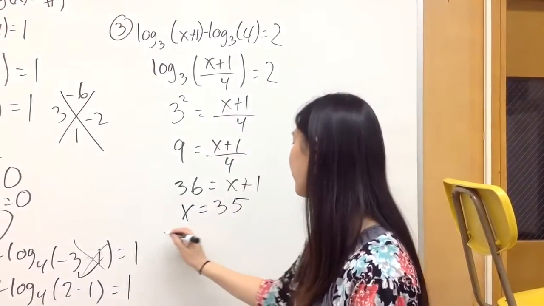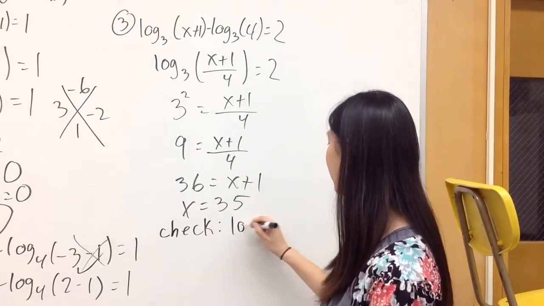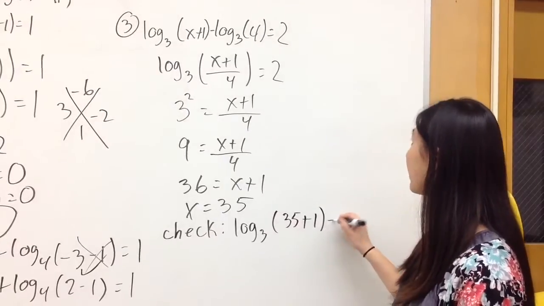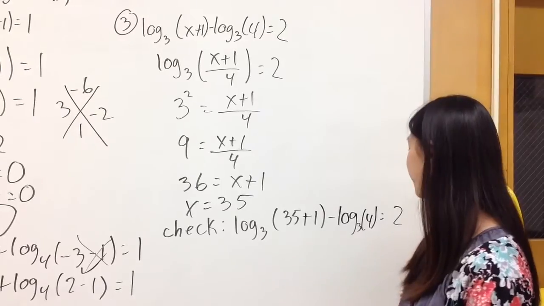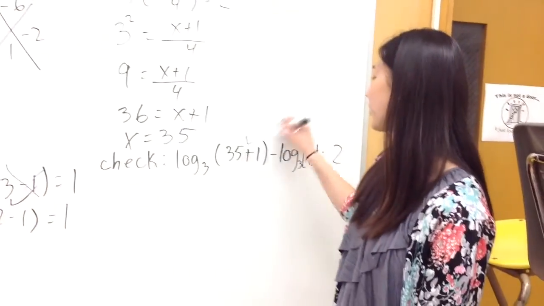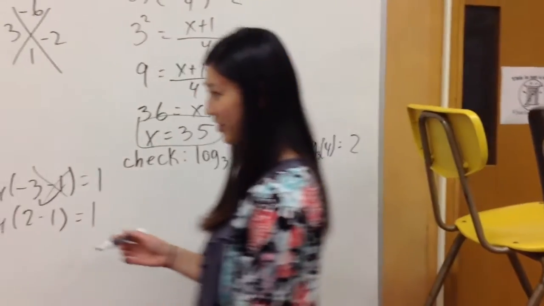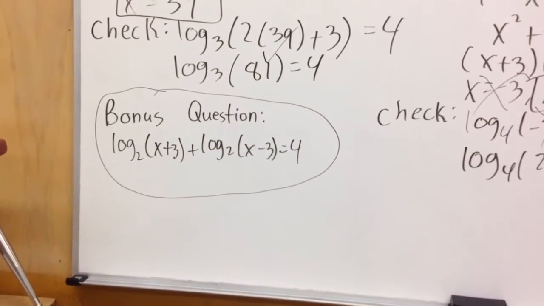Once more, I do want to check my answer just to make sure. So that's going to be log base 3 of 35 plus 1 minus log base 3 of 4 is equal to 2. 35 plus 1 is a positive number. We have another positive number here, so this one is fine. Our answer is 35. All right, now it's time for a bonus question. So our bonus question is right here. Let me circle it so you can see it a little bit better. Make sure you condense, and good luck.